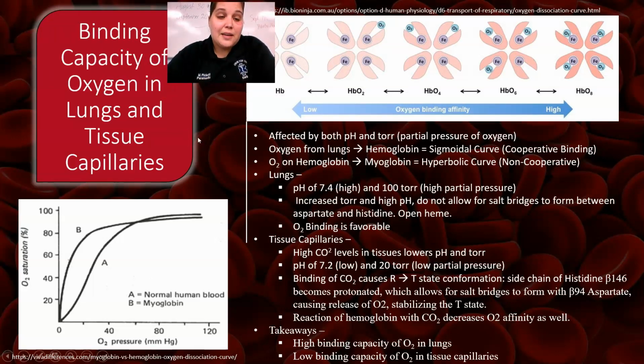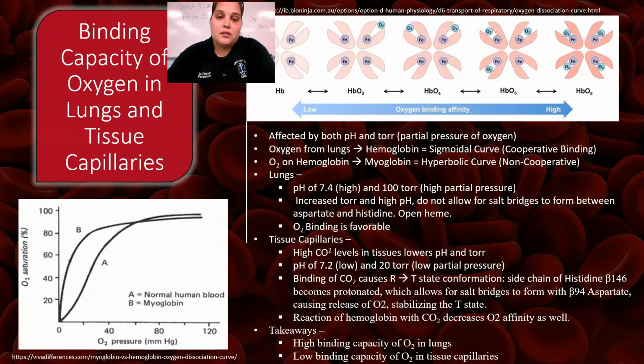Now we're going to talk about the binding capacity of oxygen in the lungs and the tissue. I thought this image up here was a really cool image because it shows that when they have a low affinity, the hemes are kind of closed off, so they're not going to accept the oxygen. And over here we have the high, where they open up wider and they will accept the oxygen. So our binding capacity of oxygen is affected both by the pH and the torr, which is your partial pressure of oxygen.